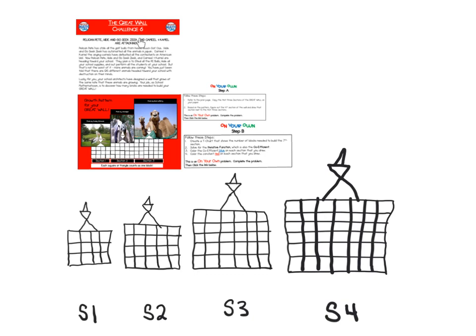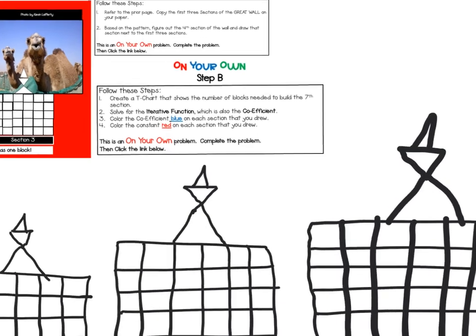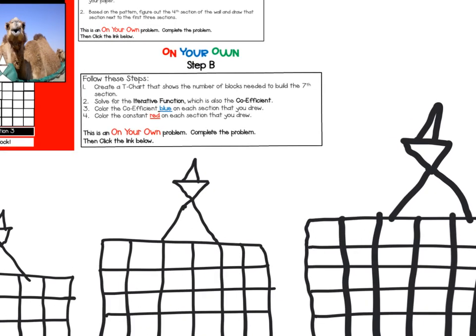This is Challenge 6 and we are on Step B here. In Step A, we created the first 4 sections of the Great Wall, and now we're moving on to Part B. And hey, this is an on your own problem, so you should have solved the entire problem on your own, and now you're watching just to make sure you did everything correctly. All right, let's take a look at what we need to do for Step B.